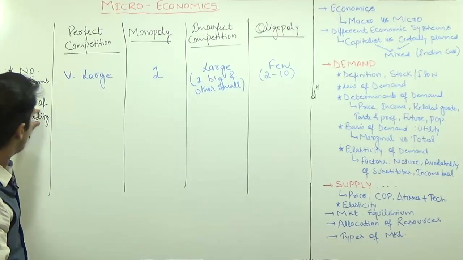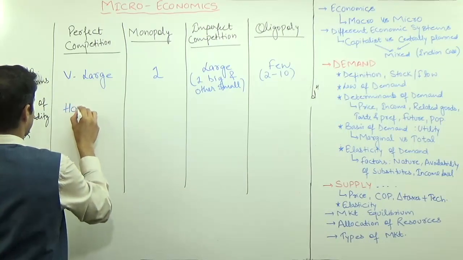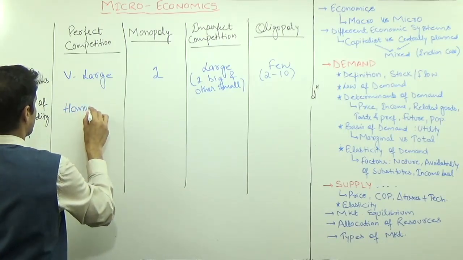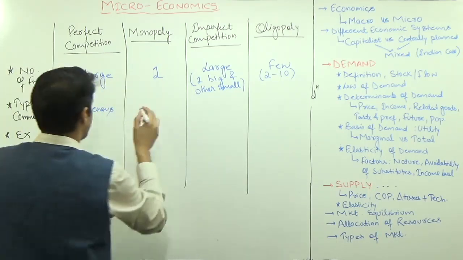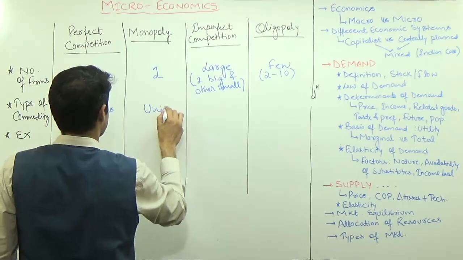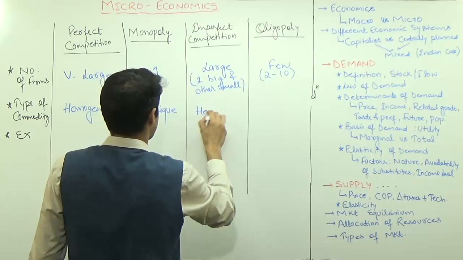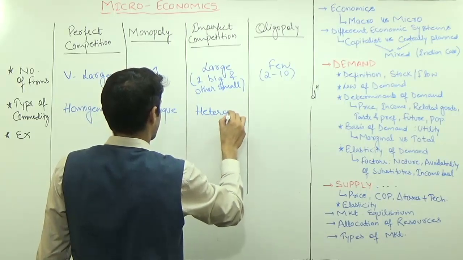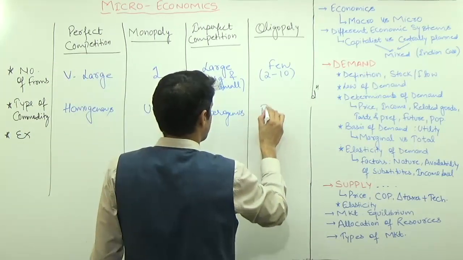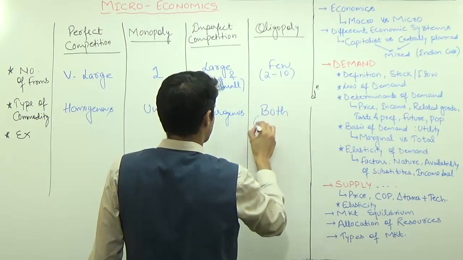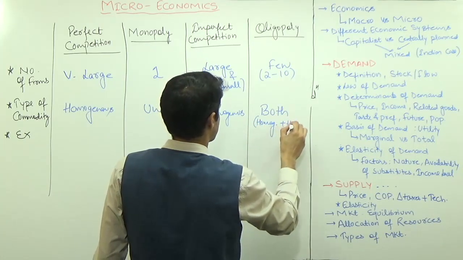Then the type of commodity. In perfect competition, it is homogeneous. In case of monopoly, it is unique. In case of imperfect competition, it is heterogeneous. You will understand all these things when I give you the example. In case of oligopoly, it is both homogeneous as well as heterogeneous.